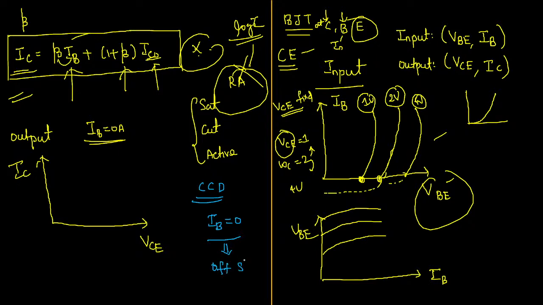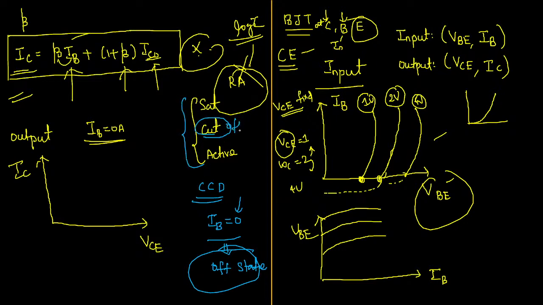It is in off state. It will not turn on. Why? Because you told that current will be 0. Yes, you are correct. It is turned off. So off state means that is called what? In this region, which is called off state, cutoff region.